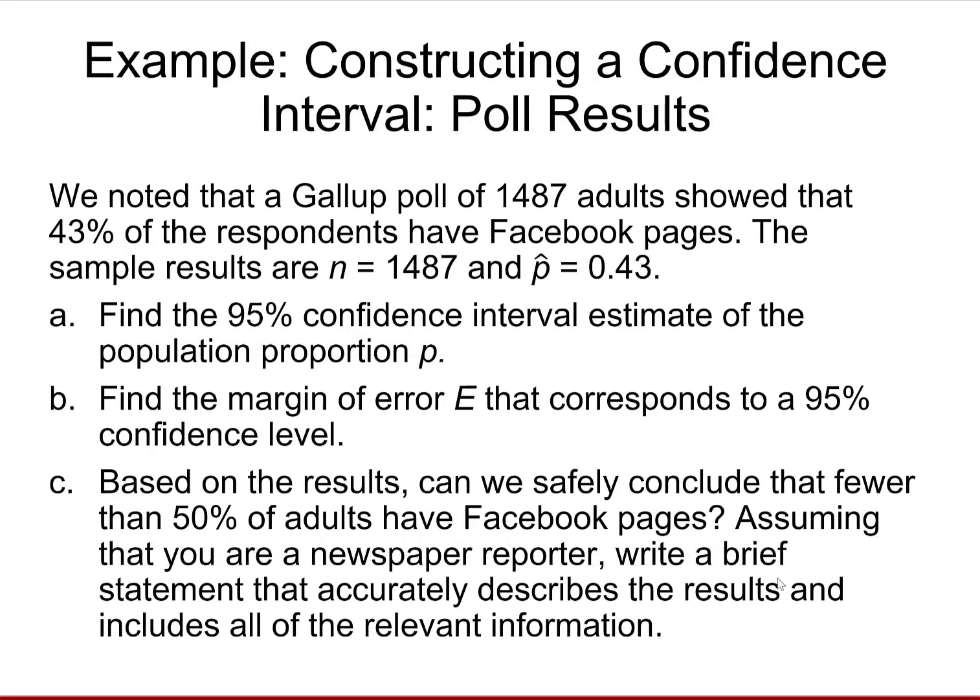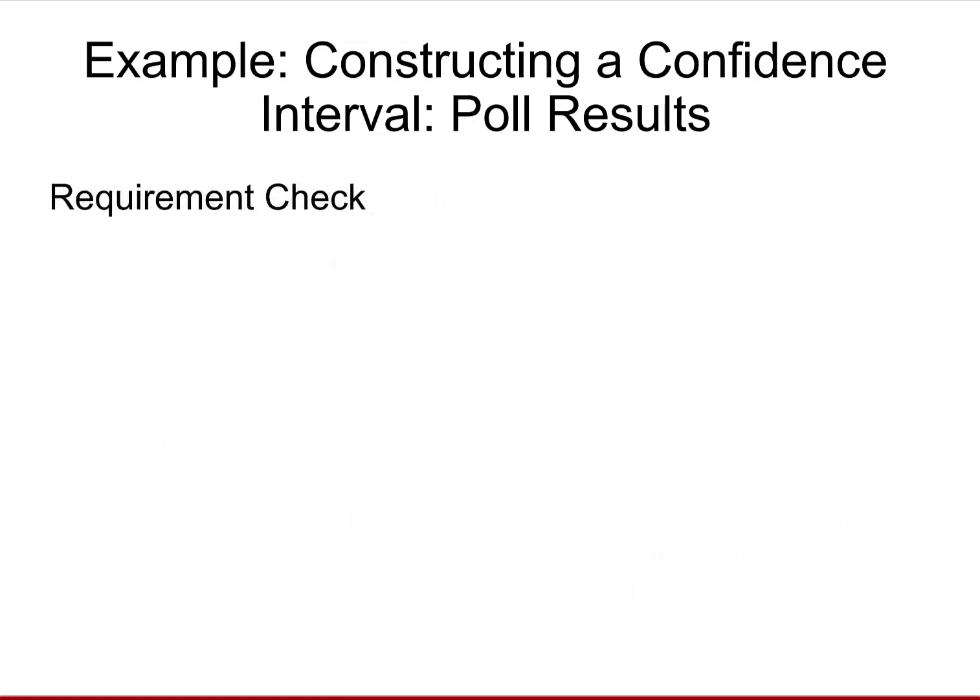So we noted in that Gallup poll that 43% of respondents had Facebook pages, and we had a sample size, number of observations, of 1487, and the p-hat was 0.43. Find the point estimate, the confidence interval estimate, and the margin of error, and then there's a question here about whether we can safely conclude that fewer than 50% of adults have Facebook pages.